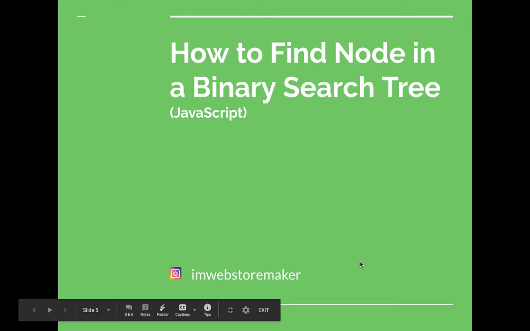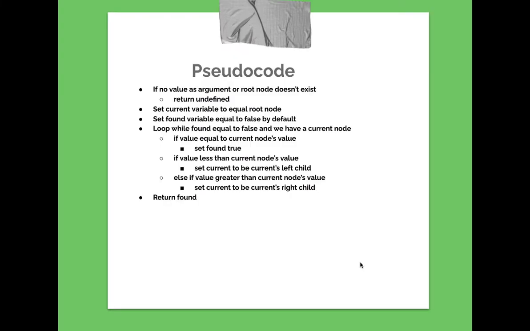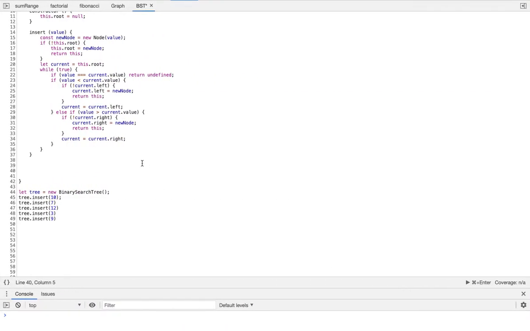In this video, I'm going to show you how to find a node in a binary search tree. Before we get to the pseudocode, let me go ahead and set up this method, and it's going to be called find. It's going to be passed value as an argument.